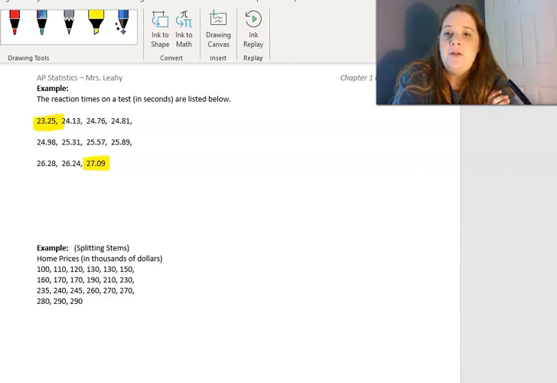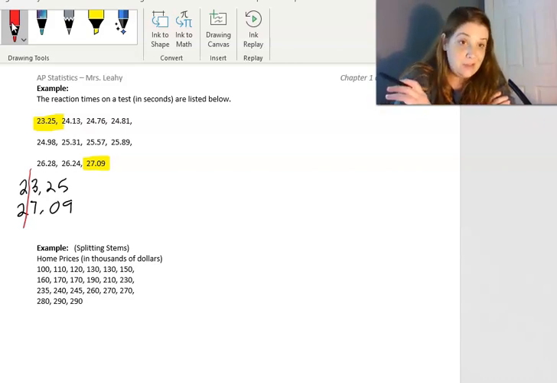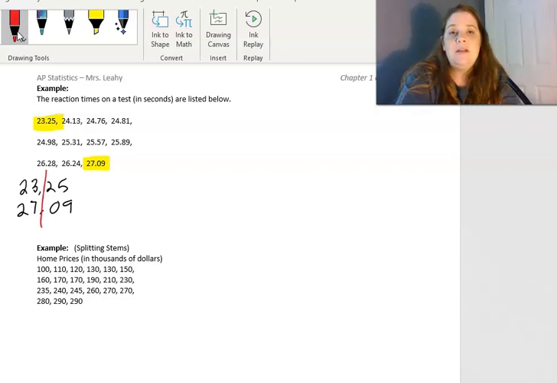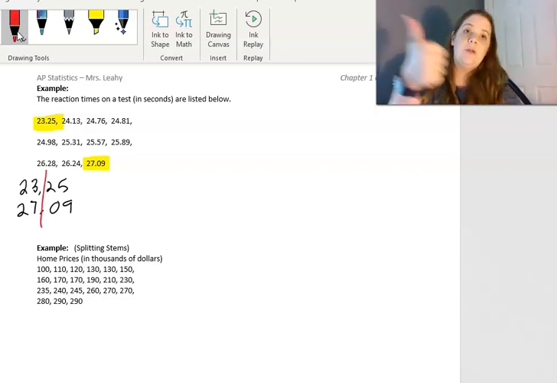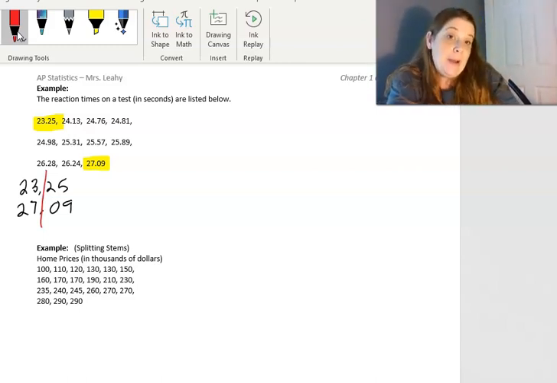Again, I'm going to do my little think strategy here. I've got 23.25, and I've got 27.09. I'm going to stop and think, what if I use the leftmost digit there? That's only a stem of 2, and that's only one stem, which is definitely not 5 to 15. So let's go one more over. That gives me 23 to 27: 23, 24, 25, 26, 27. That's 5 stems, and that's not too bad. So 5 stems would work, but I do have a small problem.